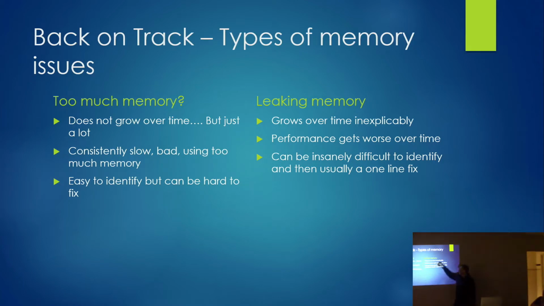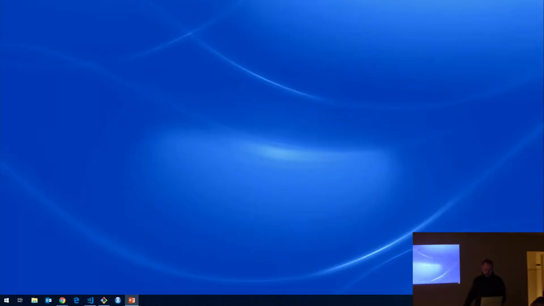Okay? Here, we have the other side, which is leaking memory. If we leak memory, it means that the more we use the system, we continue to grow and we don't know why. Performance just keeps getting worse a little bit at a time, maybe very slowly, maybe quickly. Now here's the fun thing. These are really hard to find. However, then usually you end up fixing one line of code and it's all better. But it just takes like a week to find that one line of code. Okay? So you have two very, very different problems in terms of what you're actually doing. Make sense? All right, let's look at some code.